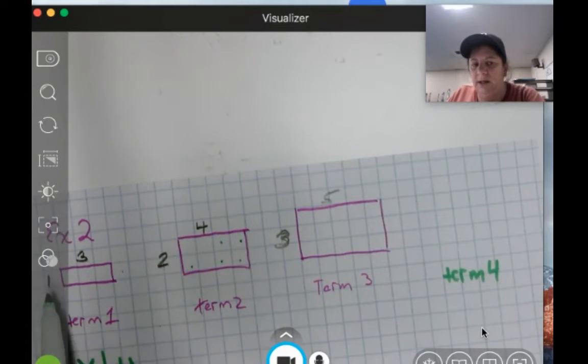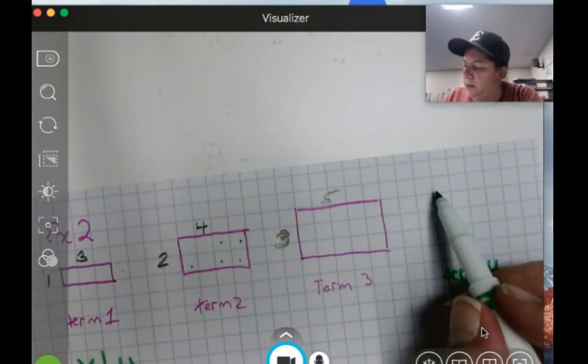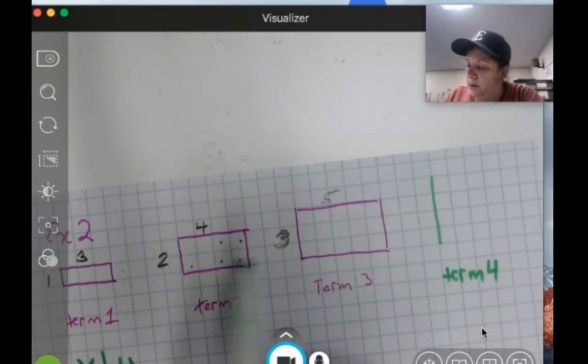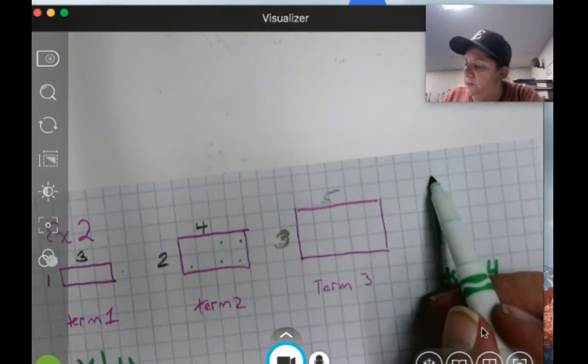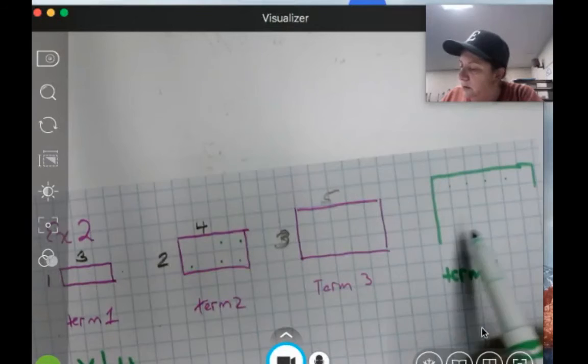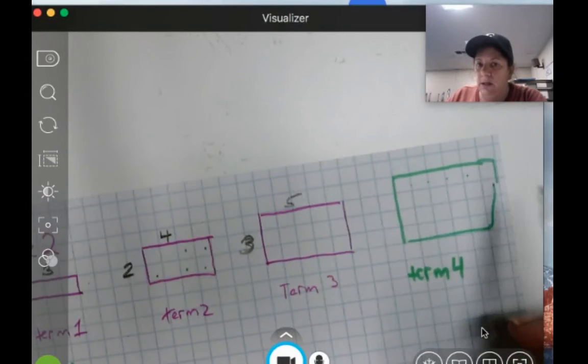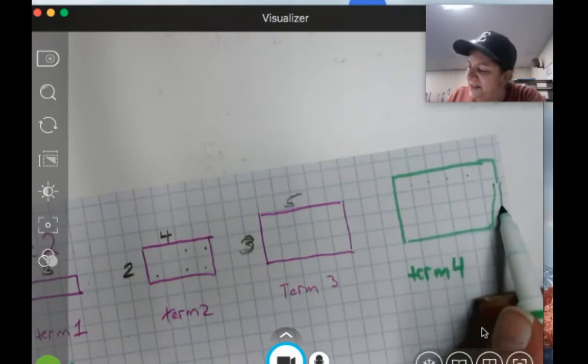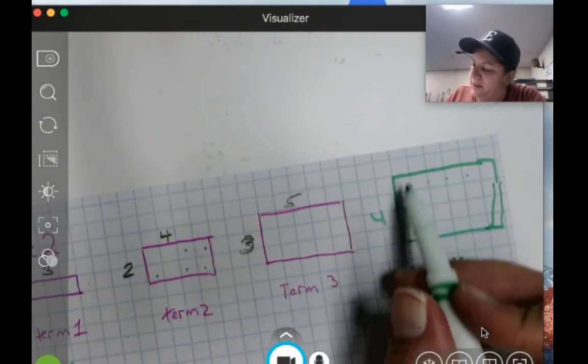And I could figure out term 4 a bunch of ways. But you know what I did? I was like 1, 2, 3. So I bet this one's going to be 4. And then 3, 4, 5. This one's going to be 6. 1, 2, 3, 4, 5, 6. Yeah, that works. So what is that? That's a 4 by 6.